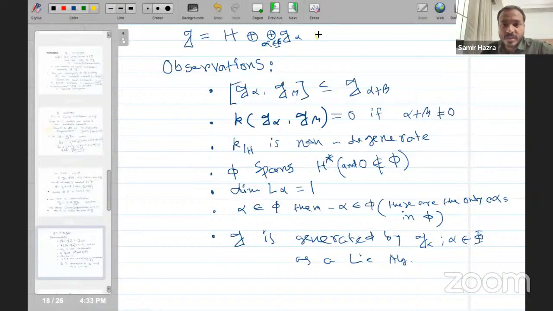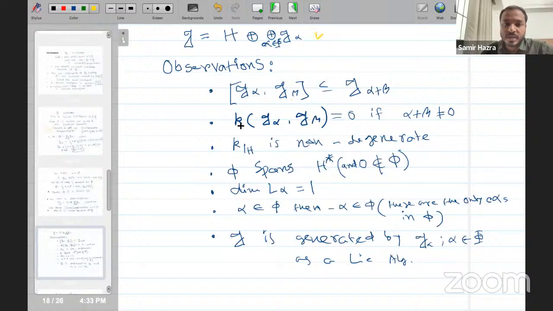Well, so we have this decomposition. It's called the Cartan decomposition. Some observations are made here. So this is very satisfying because of these properties. If you take G alpha and G beta and take the commutator, then it is inside G alpha plus beta.